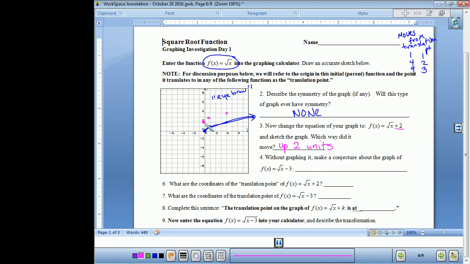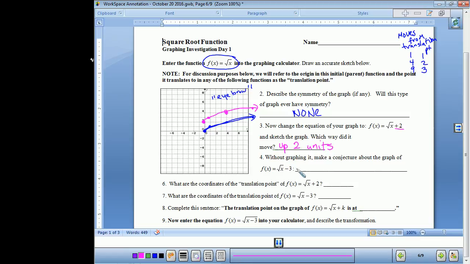So from my translation point, I would go 1, 1, 4, 2, 9, 3. Do you see that those moves from that point are the same as if I had just taken each one of those and shifted it up 2? Let me try to do a better job of that.